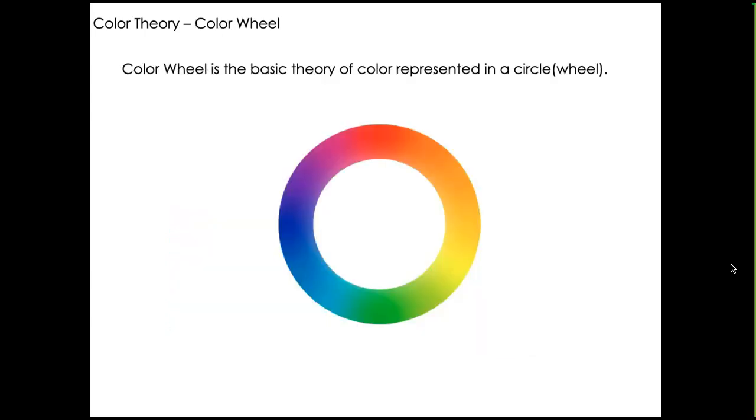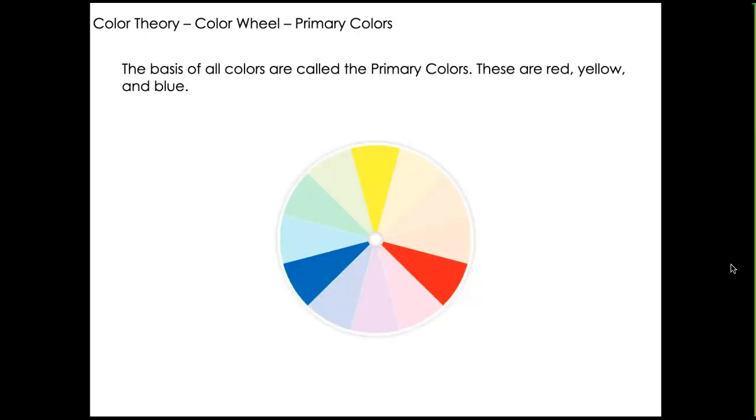So the color wheel is the basic theory of color represented in a circle. The basis of all colors are called the primary colors. This is for inks, right? So these would be subtractive colors. They are red, yellow, and blue.